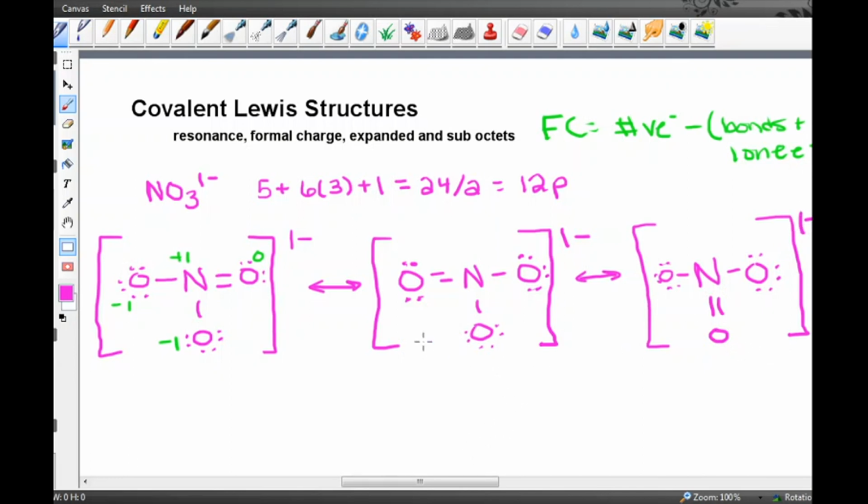Okay, so this is how we do formal charge. This is how we draw resonance. And what else do I need to talk about? Oh, suboctets and expanded octets.